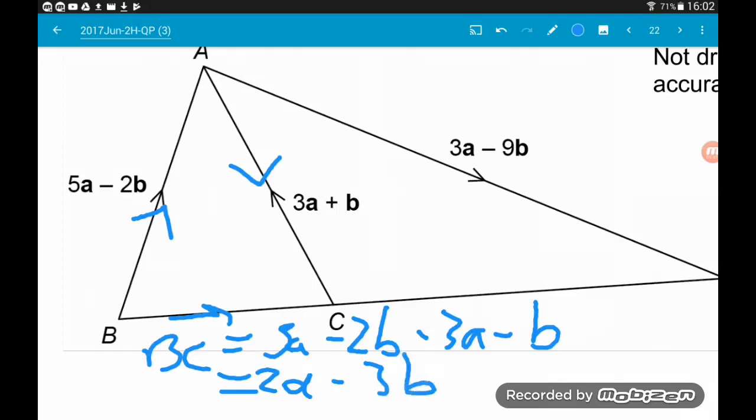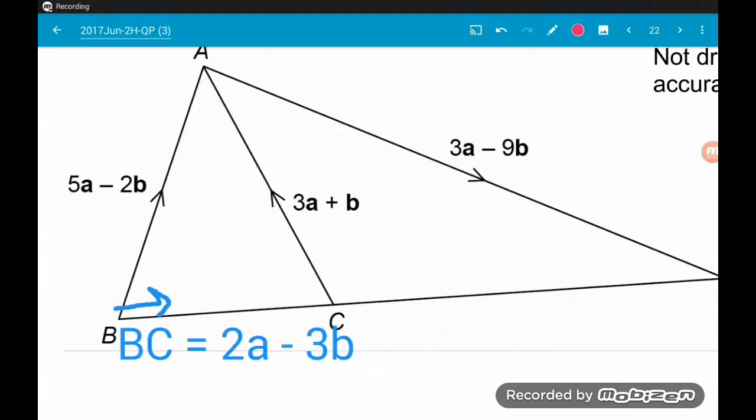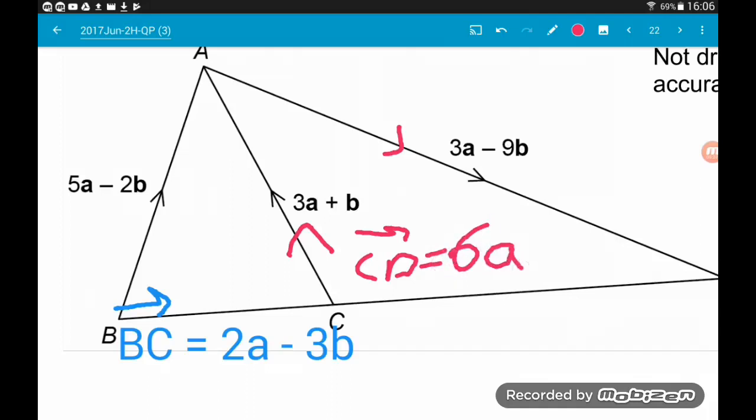Okay, so now we need to work out the vector C to D. For C to D, we're going to go positively along this vector, and then positively along this vector. So C to D is going to be 3A add 3A, which is 6A, and then B minus 9B, which is minus 8B.